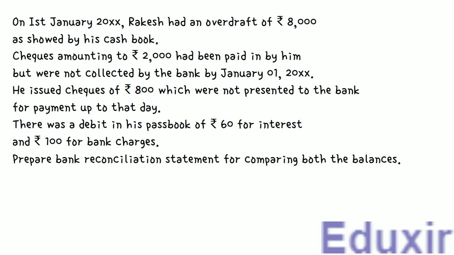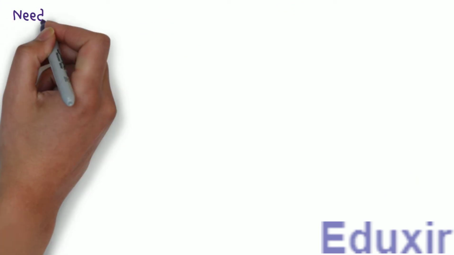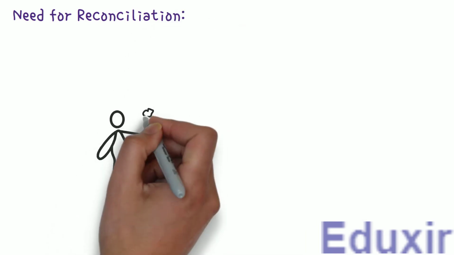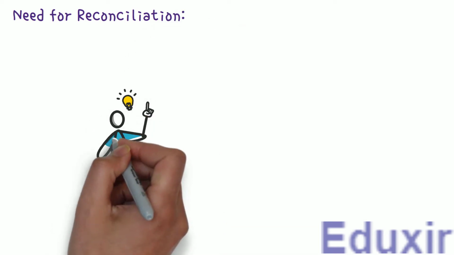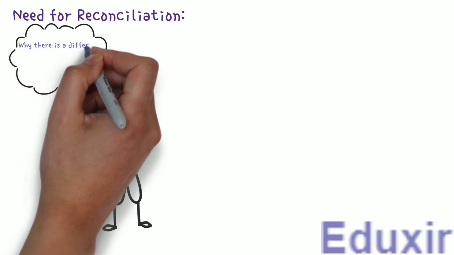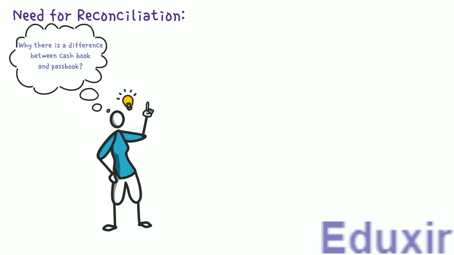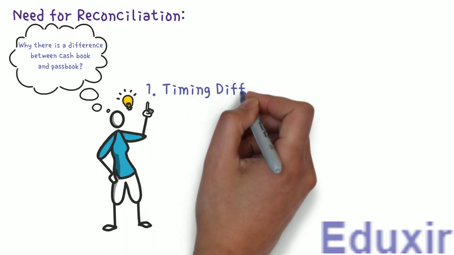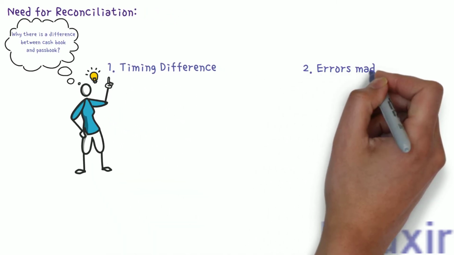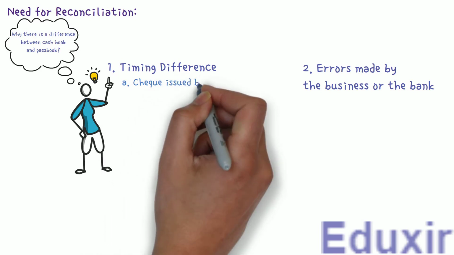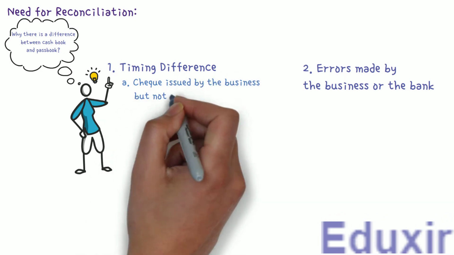Before we proceed with the analysis of these particulars, let us first recap about why there is a need for reconciliation. By preparing the bank reconciliation statement, we get an idea about why there is a difference between the cash book and the passbook. The difference could be due to timing difference on recording the transaction, errors made by the business or the bank. Few reasons of the timing difference are cheques issued by the business but not yet presented for the payment.